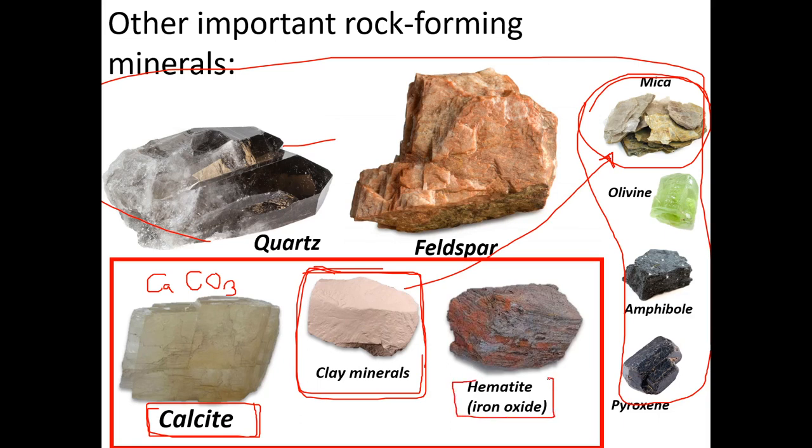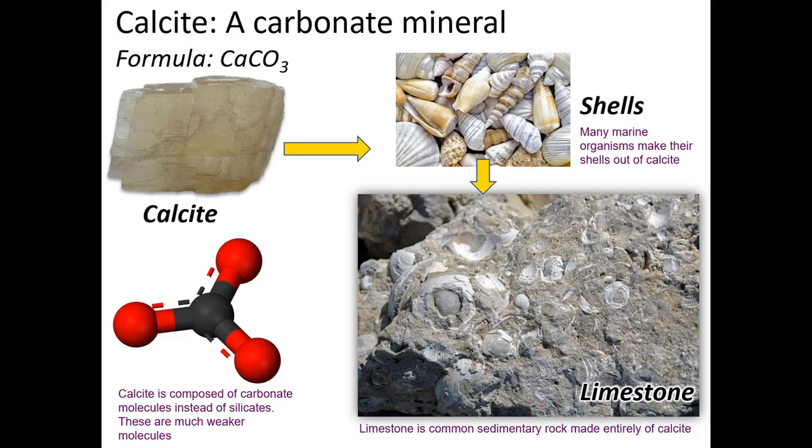Hematite is not a silicate. It is an oxide. It is iron oxide. It's also a very important mineral. Fe2O3 is the formula for it. Okay, so you should know some of these formulas. Okay, definitely calcite you should know. Hematite you should know. You should know quartz. You should know feldspar. You should know olivine. Okay. All right, so calcite here.